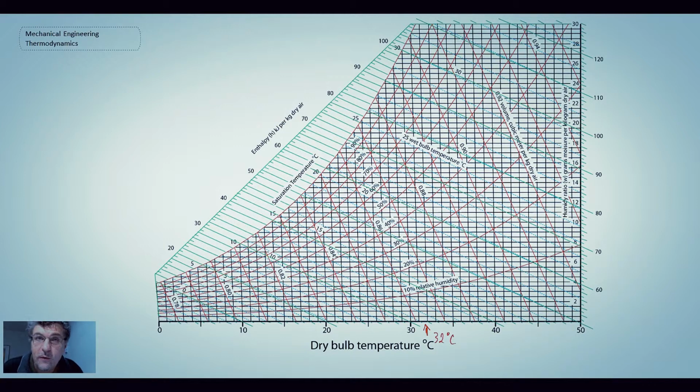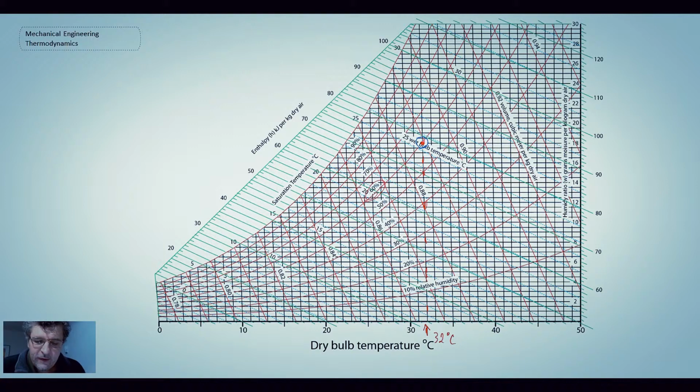We were also told that the relative humidity was 60%. This is the line for the 60% relative humidity. So what I want to do is walk up this line, and where it intersects with the 60% relative humidity, that's where we're going to pull our data from. I'm going to put a blue circle around that so you can see it.